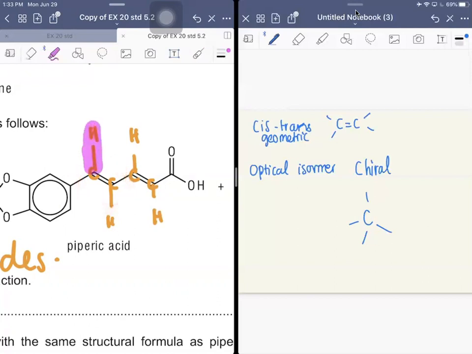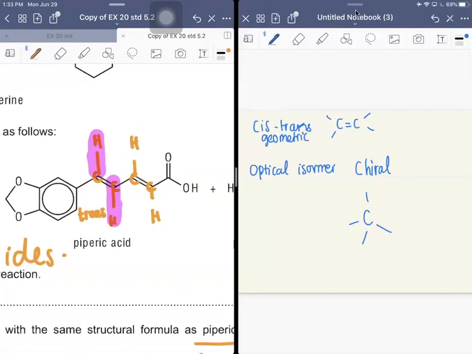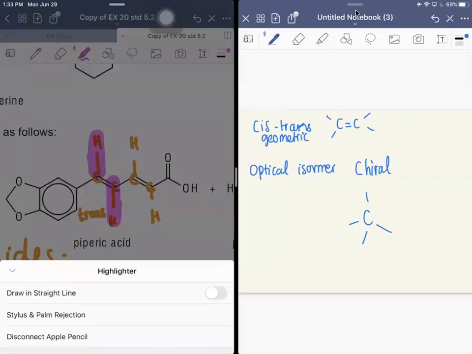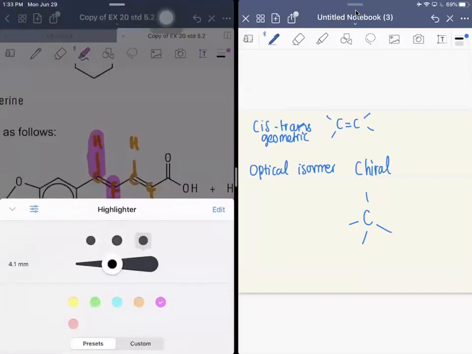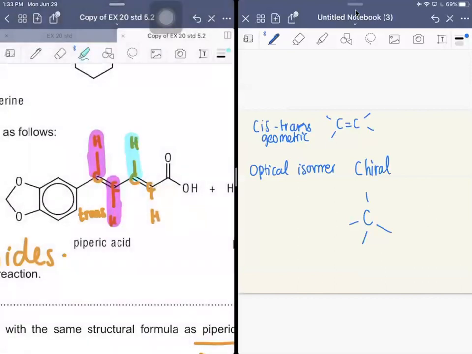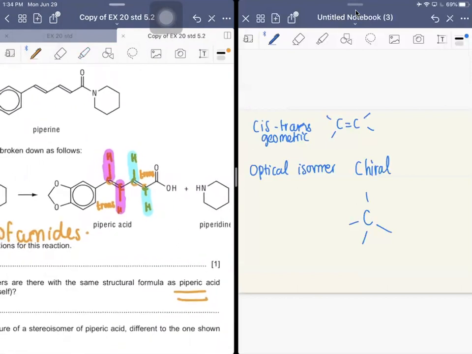So look at your hydrogens. They are across from each other. They're not next to each other. So in this case, this is called a trans arrangement. For the second double bond, same case. Look at the carbon hydrogen. They're again in the opposite position. Therefore, this is a trans-trans.